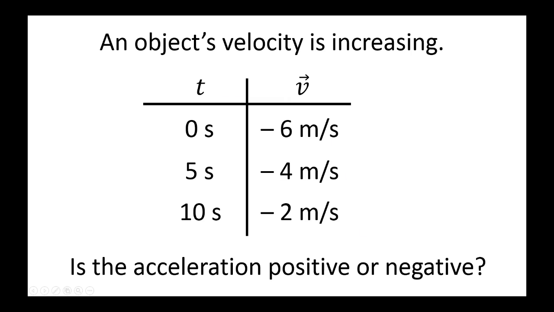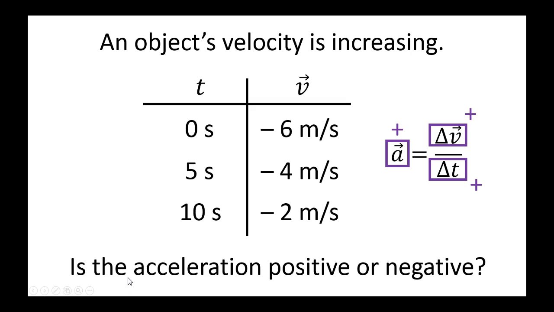Now the question is, is the acceleration positive or negative? Well, to answer that question, you think, is the velocity increasing or decreasing? Acceleration is delta v over delta t. Time can only be positive. In this case, the change in velocity is positive because the velocity increases. So if delta t is positive and delta v is positive, then the acceleration is positive too. So the answer to whether the acceleration is positive or negative is positive. Why? Because delta v is positive.